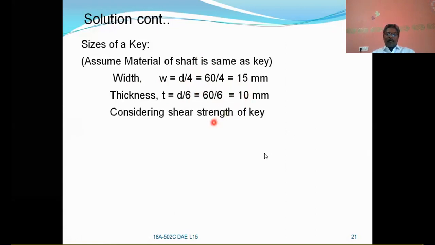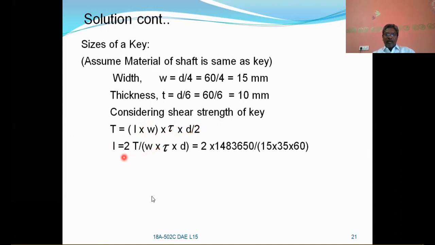Now, considering the shearing strength of the key, let us determine the length of the key. T is equal to L into W, which is the shearing area, into the shearing stress into D by 2, the radius of the shaft. With this, we can calculate L is equal to 2T by W into tau into D. After substitution of all these values, we get the length of the key as 94.2 millimeters.